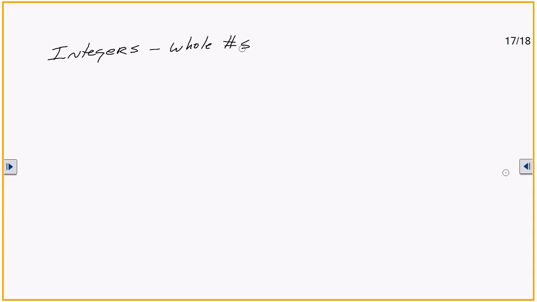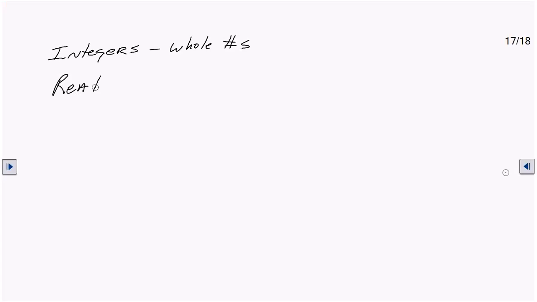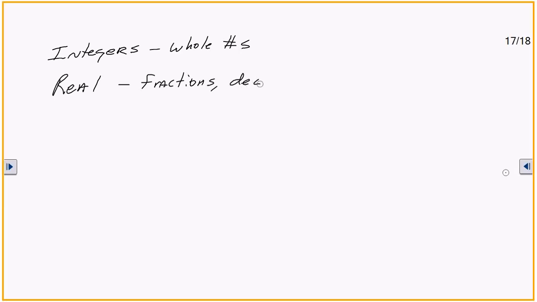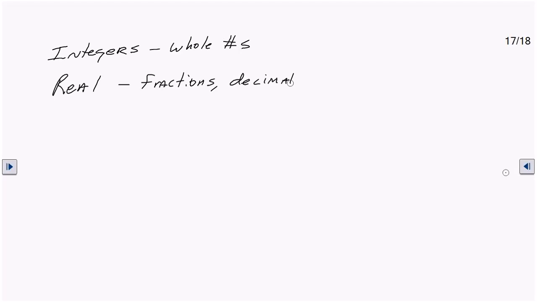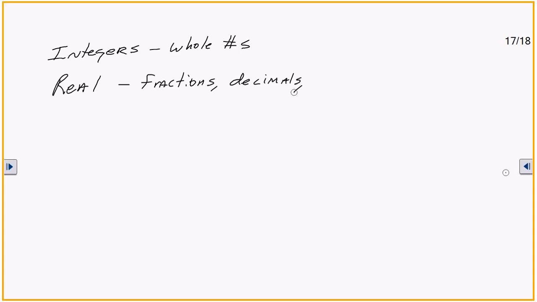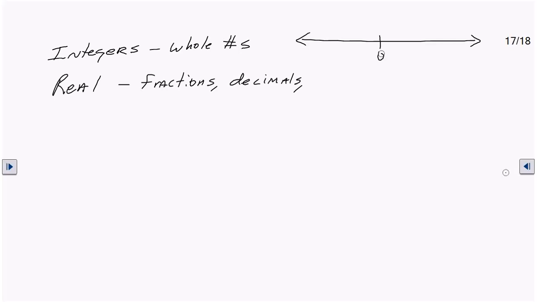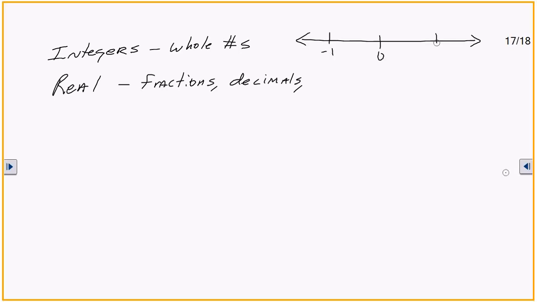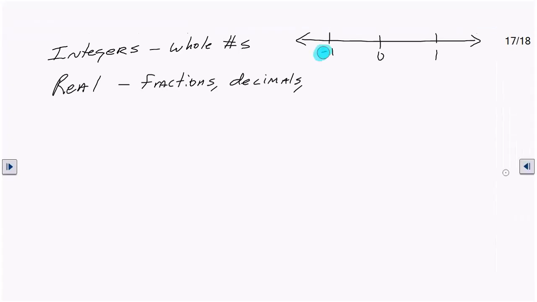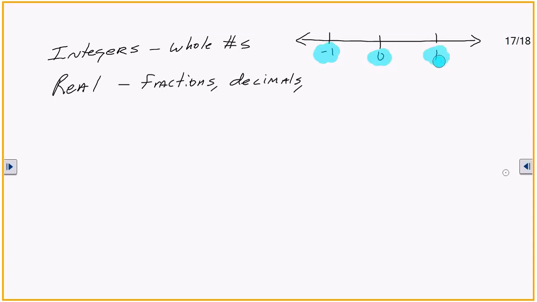Where real numbers are fractions, decimals, and anything else, whole numbers, decimals, and whole numbers. Because if you take out, in other words, when you're drawing a number line, and this is 0, this is -1, and this is +1. These are the integers because they're whole numbers.